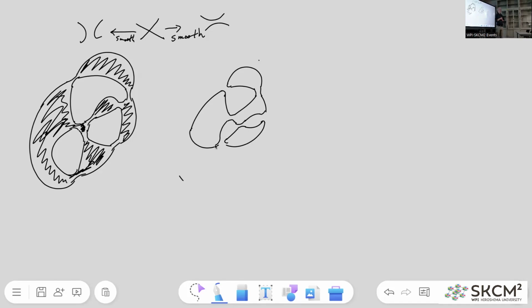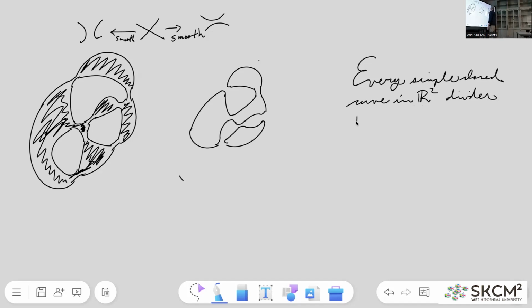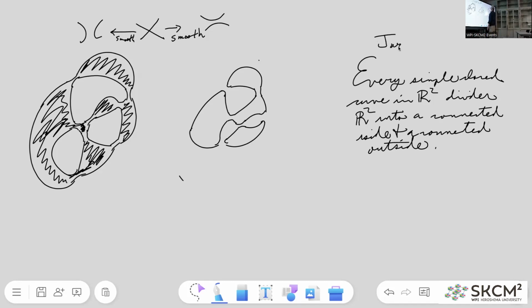And every simple closed curve in R2 divides R2 into a connected inside and a connected outside. This is called the Jordan curve theorem.